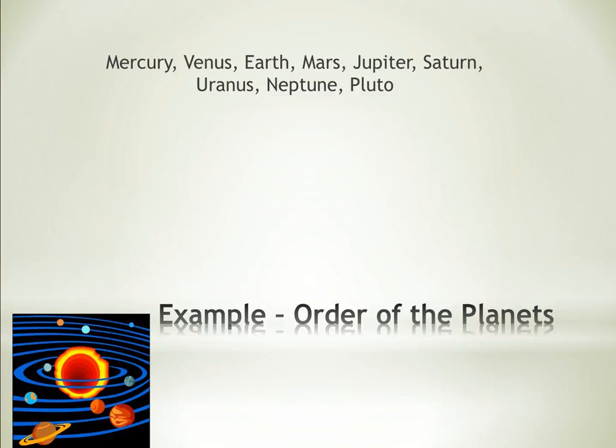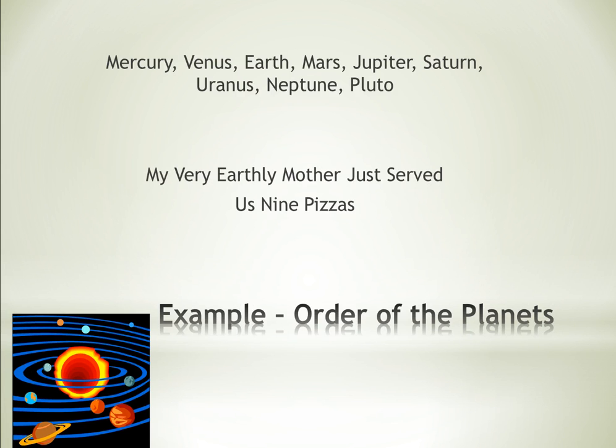But one that was made up was this one. My very earthly mother just served us 9 pizzas. So there you go, the MVEMJSUNP stands for the first letters in all the actual planets. As you can see, the Mercury, Venus, Earth, Mars, Jupiter, Saturn, Uranus, Neptune, Pluto. Don't know about you, but I can't remember that, but I could always remember my very earthly mother just served us 9 pizzas, especially if you're a hungry boy.